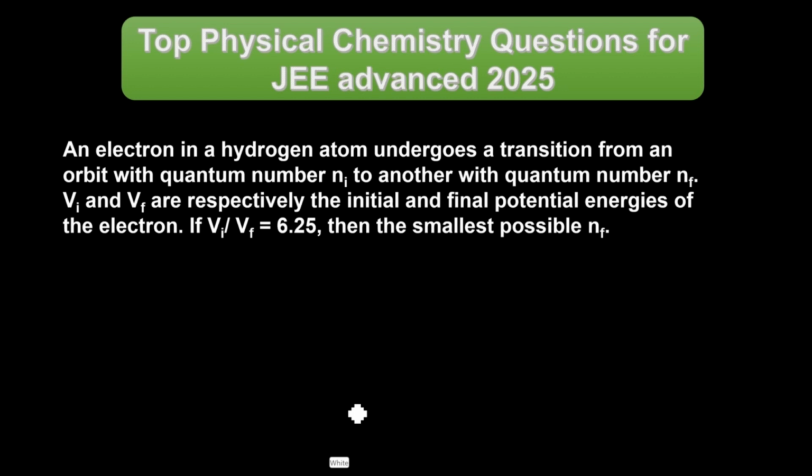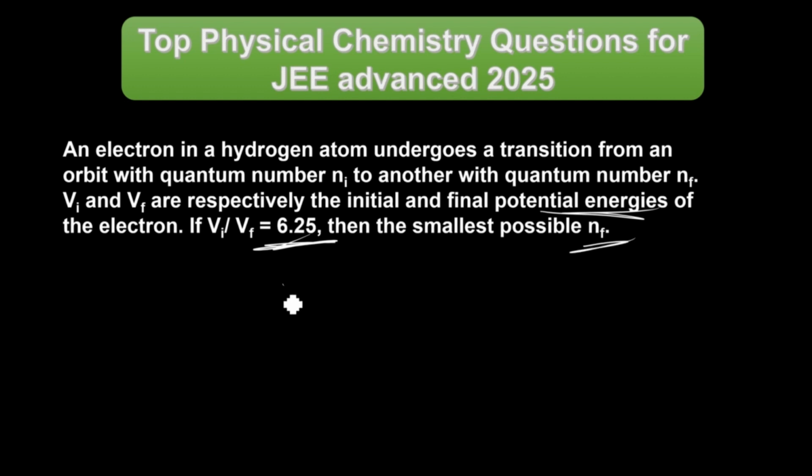Then the second question is also from atomic structure, but this is an integer type. The electron in a hydrogen atom undergoes a transition from an orbit with quantum number ni to another with quantum number nf. Vi and Vf are respectively the initial and final potential energies of the electron. If Vi by Vf equal to 6.25, the only value they have given, that is 6.25 only. So the potential energy change is our clue point. They are asking for the smallest possible nf.